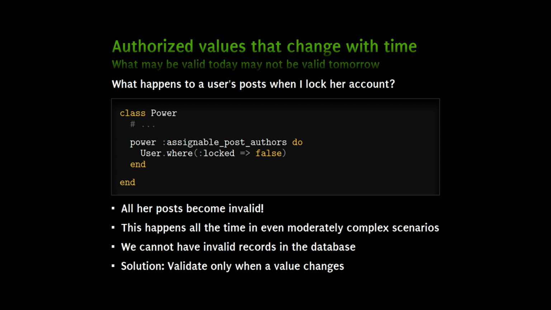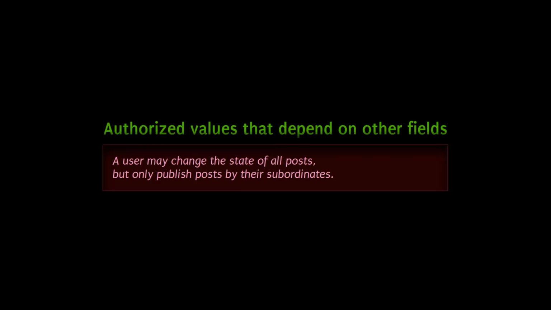And this happens all the time. This is not an edge case. This happens all the time. And a very simple solution is to only validate when a value changes. So if a value was ever authorized, it will be authorized the next time until it is changed.